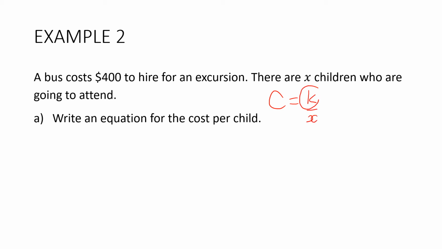Now what is K? Well, let's think about it. If we only had one student going, it would cost the whole $400. Substituting that in, 400 is equal to K over 1. K is the total cost. It's 400. So there's our equation. C is equal to 400 over X.